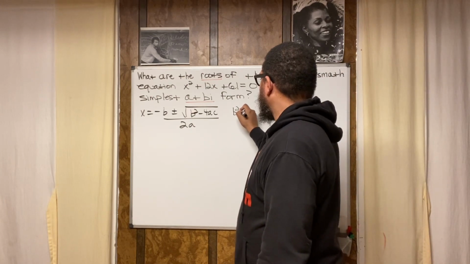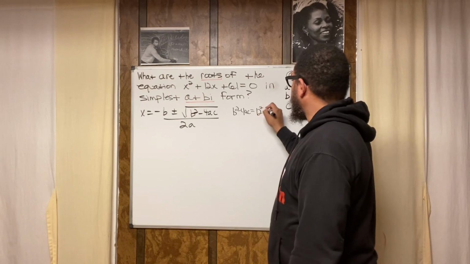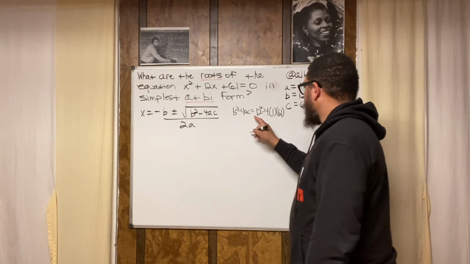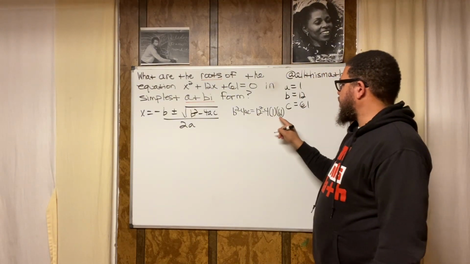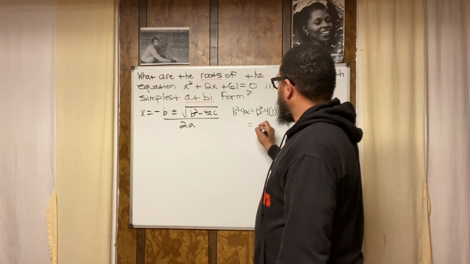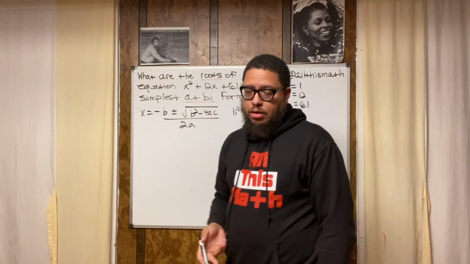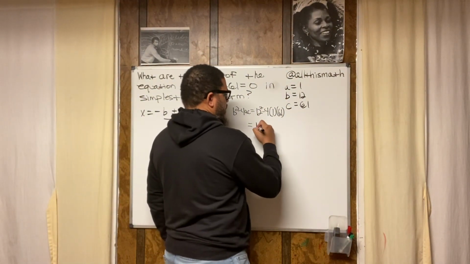So b squared minus 4ac is equal to 12 squared minus 4 times 1 times 61. You see, I replaced the b with a 12, the a with a 1, the c with a 61. All right, so I've got my equal sign. Now, 12 squared is not 12 times 2. It's 12 times 12. 12 times 12 is 144. You've got to know your multiplication facts.